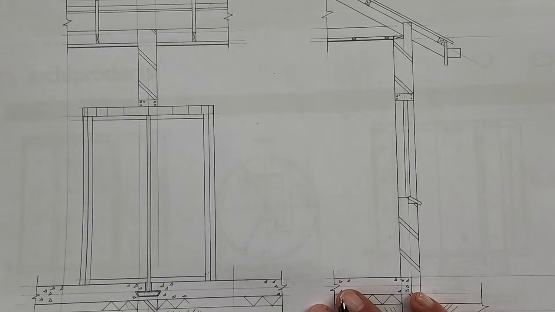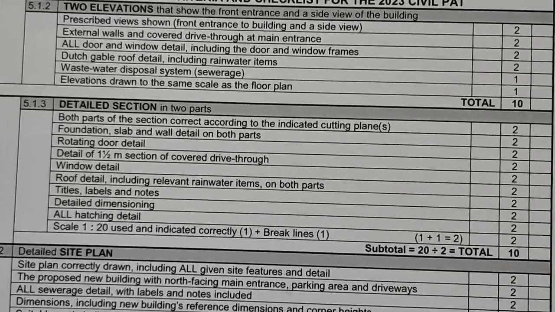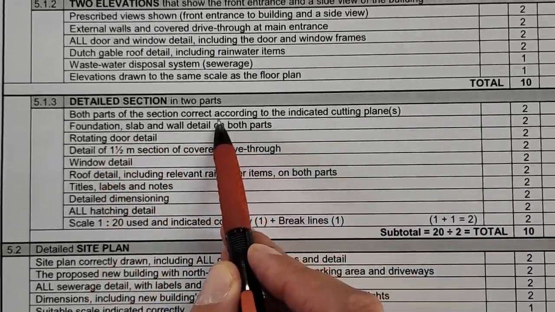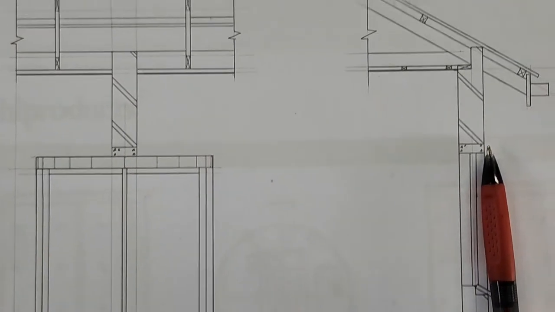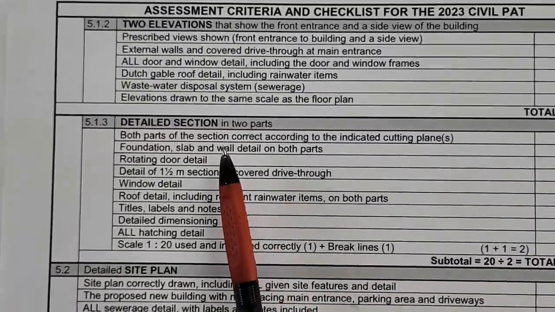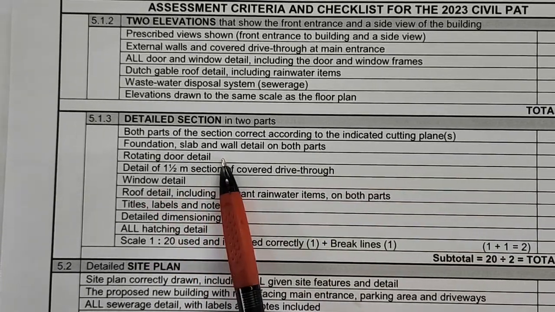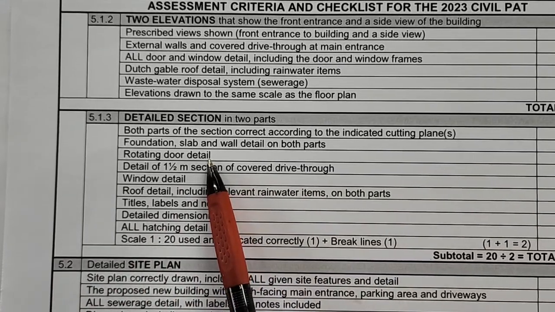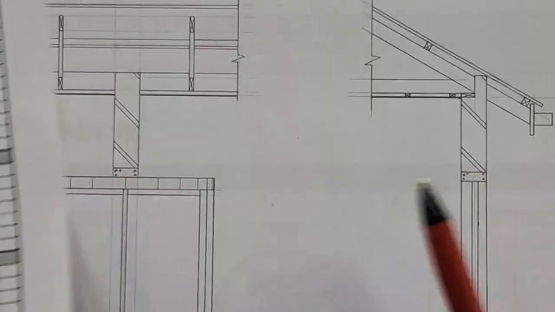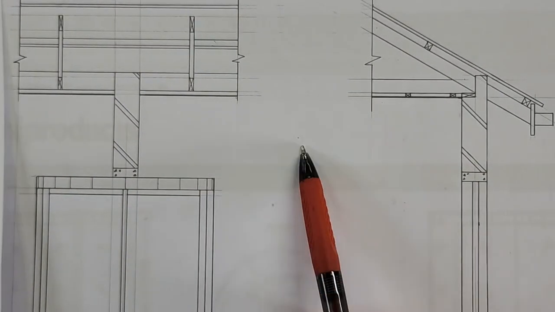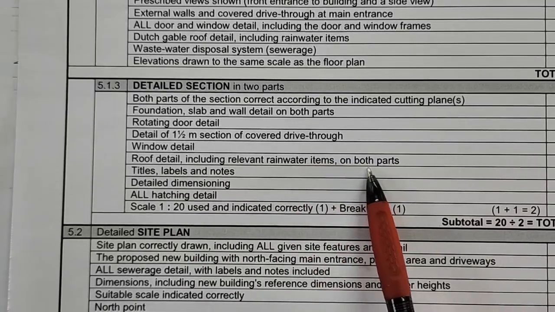What I wanted to just show you, one last, at your actual marks, what do we give marks for? Both parts of the section correct according to the indicated cutting plane. So we're going to see if the cutting planes line up with these views. Then foundation slab and wall detail of both parts, have you done both of them, the rotating door detail, and you can bank on the example that I've given you, that will be correct. Detail 1.5 meter section of a covered drive through, so the covered part, that's why I said extend this also to have 1.5 meters please, and then the window detail we've done, roof detail including rainwater items on both parts.